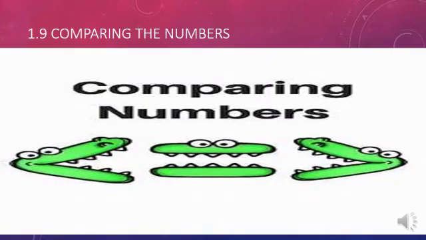In comparing the numbers, it is just simple: the greatest, smallest and equal. Again you have to search which number is equal, which number is greater and which number is smallest. So as I told you, here you can see a crocodile face. The crocodile always opens its mouth in front of the greatest number.